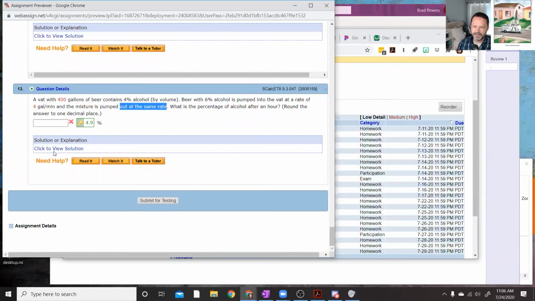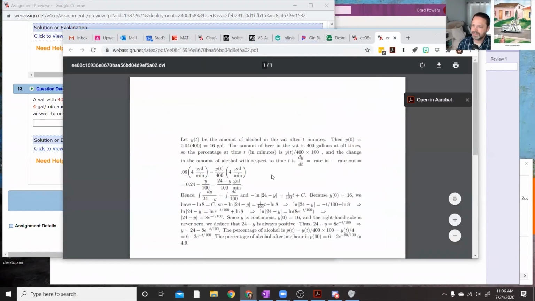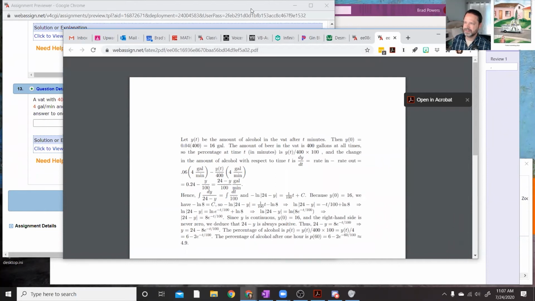So it would be like concentration in minus concentration out. Oh, and see, there it is again, right? Rate in minus rate out. Concentration times that much, that would be what we're talking about. So we want to talk about the amount of beer. I'm sorry, the amount of alcohol. 16 gallons. Wow. All right. So anyway, let's go ahead and take a look at that.